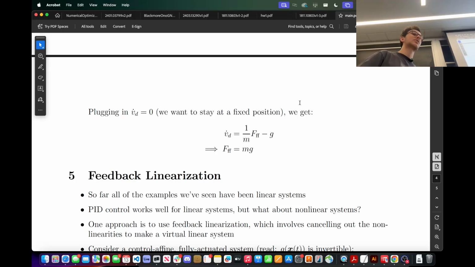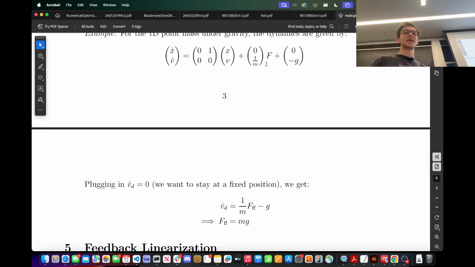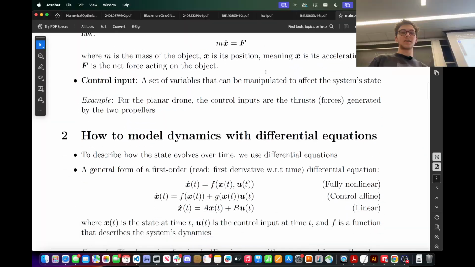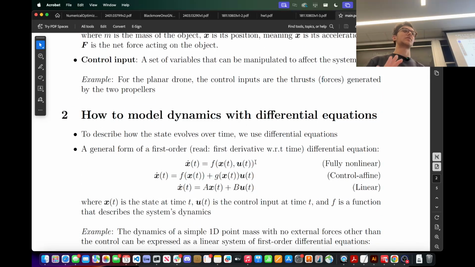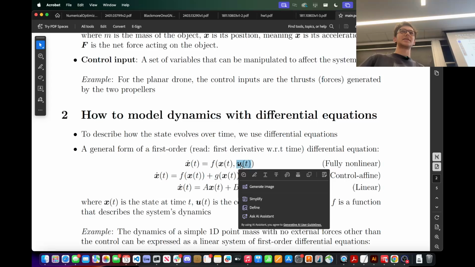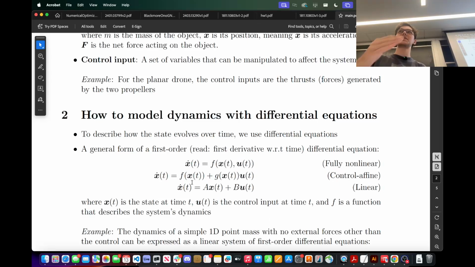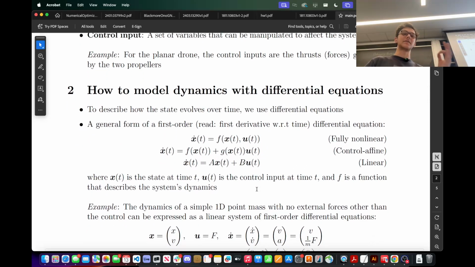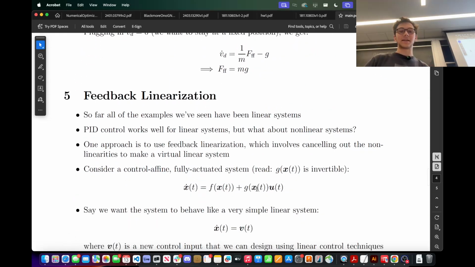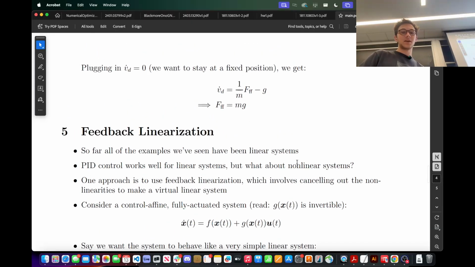If I choose U in the right kind of way, which is me designing a controller, I can make the new system look like this system, where now U won't be exactly U, but it'll be some kind of virtual control. And I'll show you exactly what I mean by that. But yeah, so again, what about nonlinear systems? Feedback linearization basically cancels out the nonlinearities to make a virtual linear system.